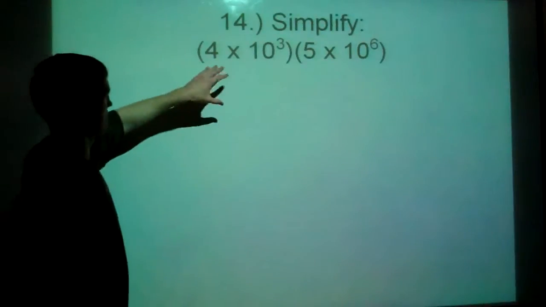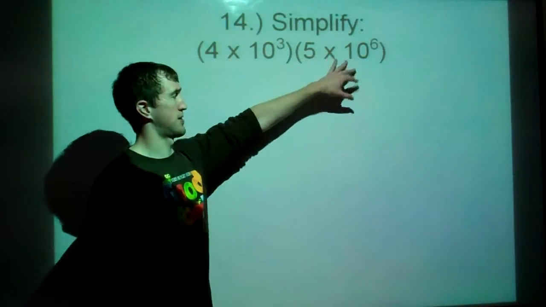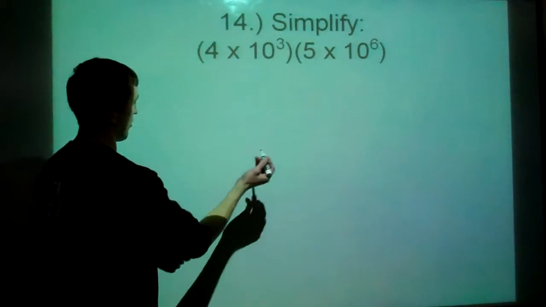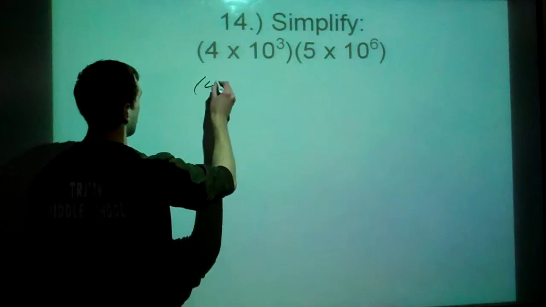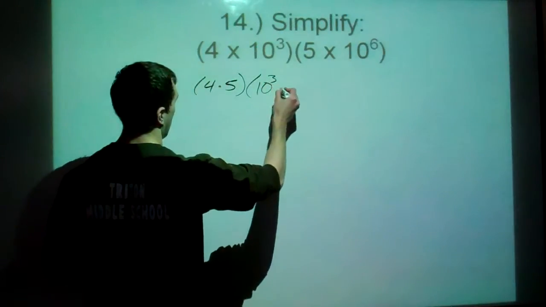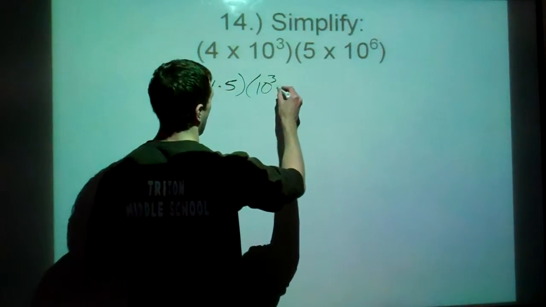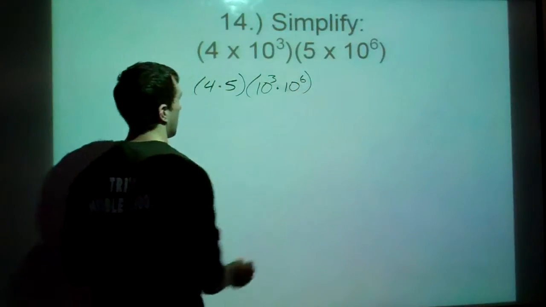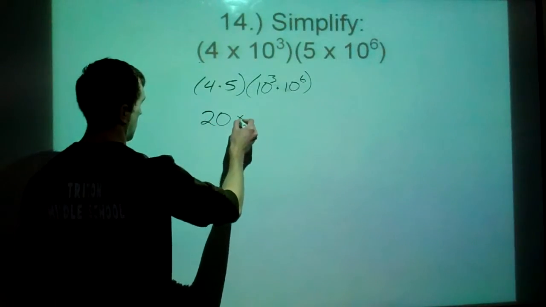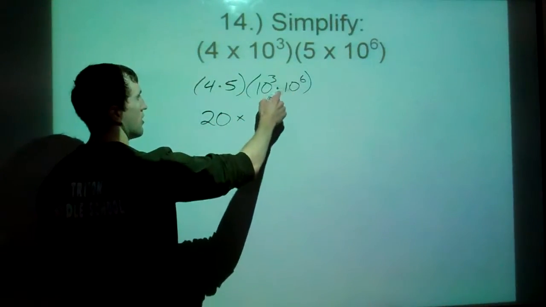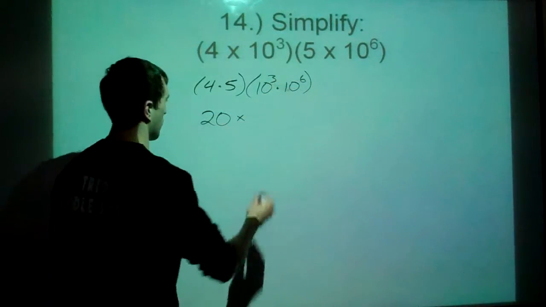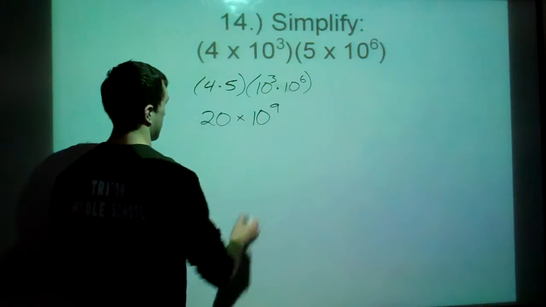So now we have 4 times 10 to the 3rd times 5 times 10 to the 6th. What I like to do, we're multiplying everything so we can rearrange the order via the commutative property. 4 times 5 times 10 to the 3rd times 10 to the 6th. Alright? So 4 times 5 we know is 20. Times 10 to the, now we are multiplying, we have the same base of 10, so we can add our exponents, times 10 to the 3 plus 6 is 9.